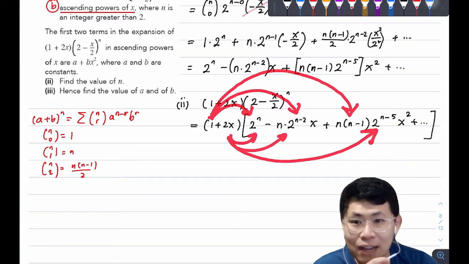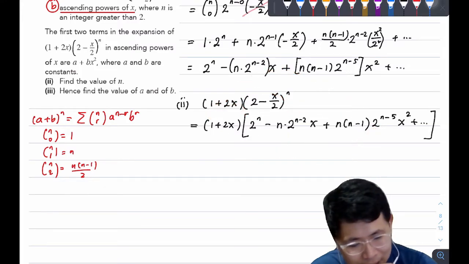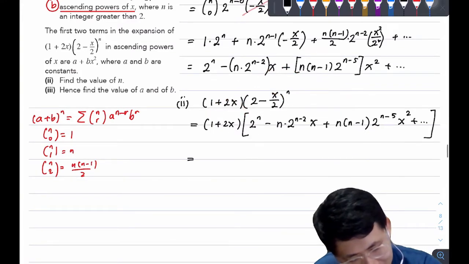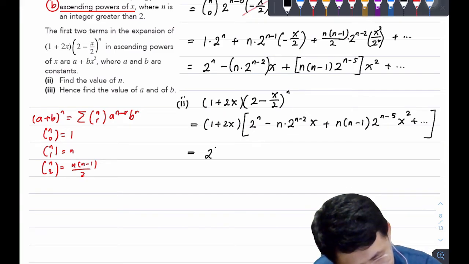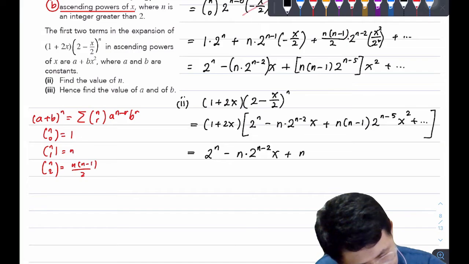Okay, and after I expand, I need to group some of them together, and I want you to see how I group. So let's take 1 times that first. 1 times that, very straightforward. I have a 2 to the power n minus n times 2 to the power n minus 2 of x. So the first one is very easy, it's just a copy, because it's just 1 times the thing.